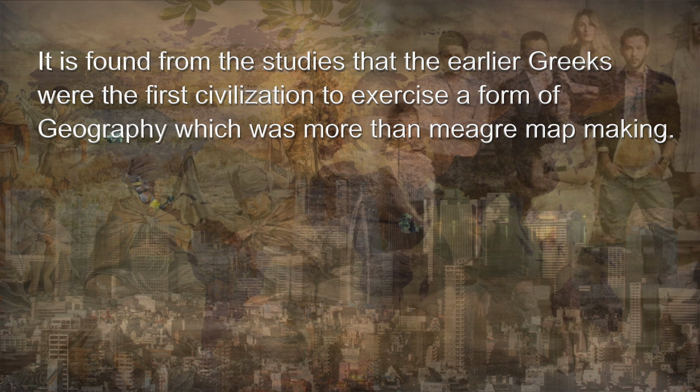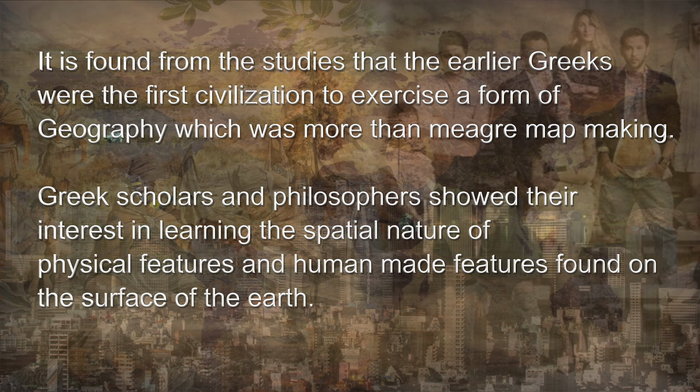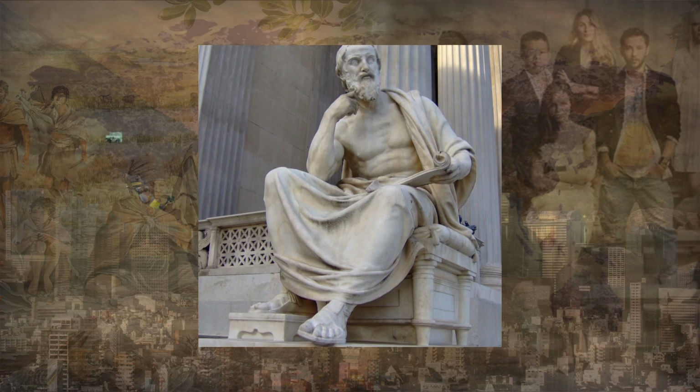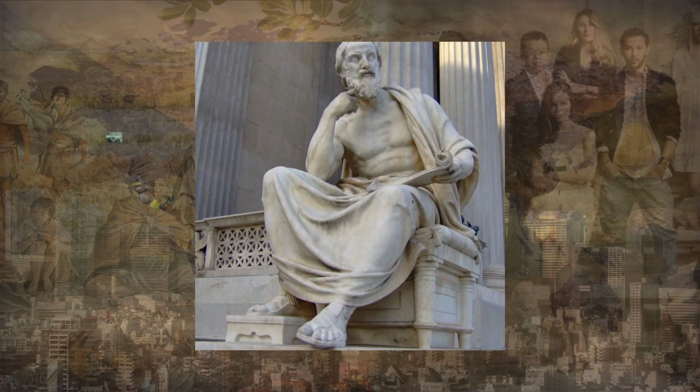It is found from the studies that the earlier Greeks were the first civilizations to exercise a form of geography which was more than a meager map making. Greek scholars and philosophers showed their interest in learning the spatial nature of physical features and human made features found on the surface of the earth. Herodotus, a well known Greek philosopher, geographer and historian, described the human and physical geography of the different regions of the Persian Empire, and he also wrote several volumes on them.